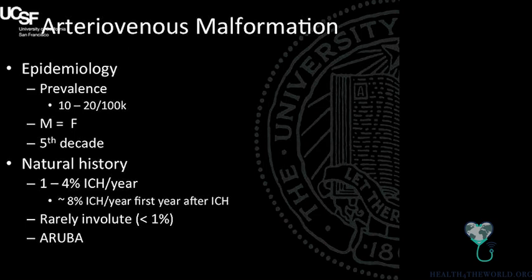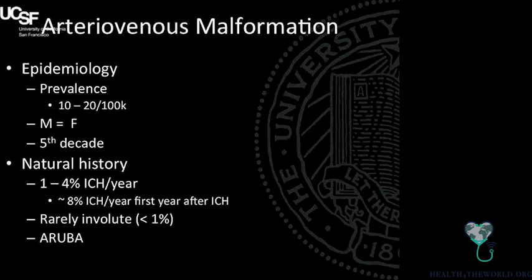So what we're seeing now is arteriovenous malformations. Aneurysms are common. AVMs are rare. They occur in less than 20 out of every 100,000 people in the population. The male-female sex distribution is the same, and they present right in the middle of life. It's a pretty even distribution, which peaks around the 5th decade.